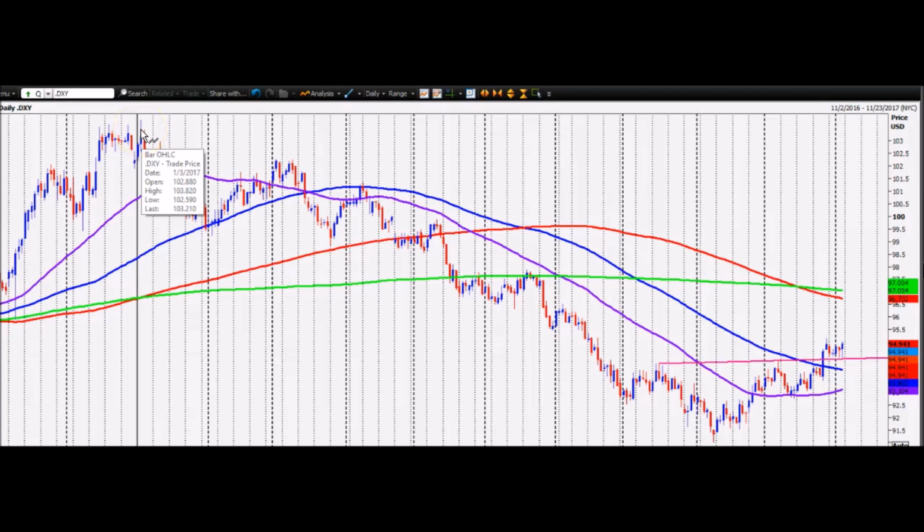This is almost a mirror image of the euro US dollar. I'm looking at the dollar index at the moment. The euro makes up a large part of the dollar index, so it's not surprising really that this is quite a mirror image of the chart you've just seen. Inverse head and shoulders, very simple.